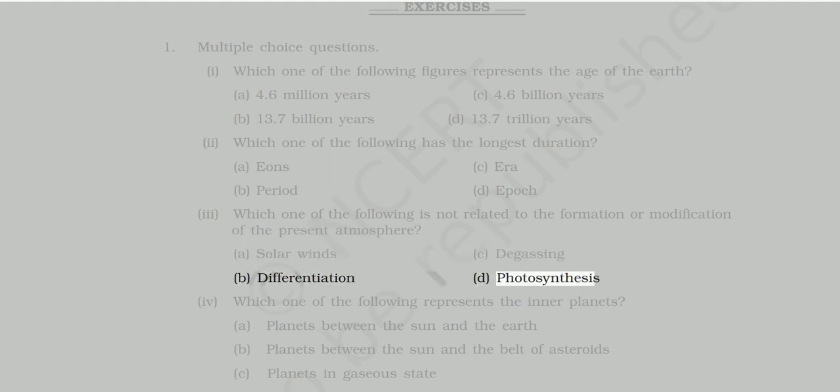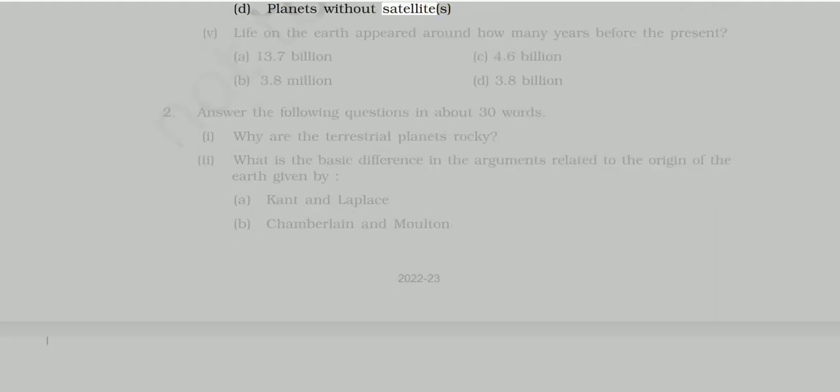4. Which one of the following represents the inner planets? A. Planets between the Sun and the Earth. B. Planets between the Sun and the belt of asteroids. C. Planets in gaseous state. D. Planets without satellite. 5. Life on the Earth appeared around how many years before the present? A. 13.7 billion. B. 3.8 million. C. 4.6 billion. D. 3.8 billion.